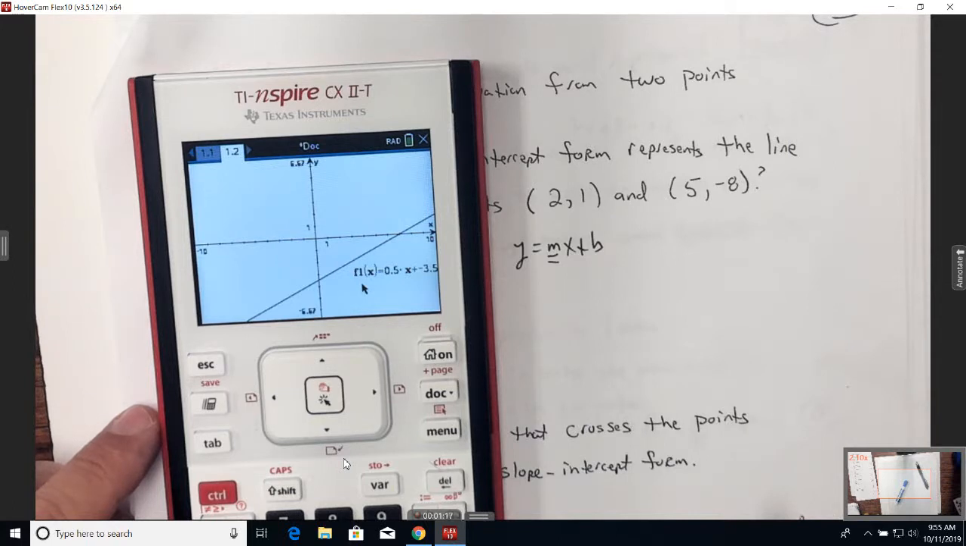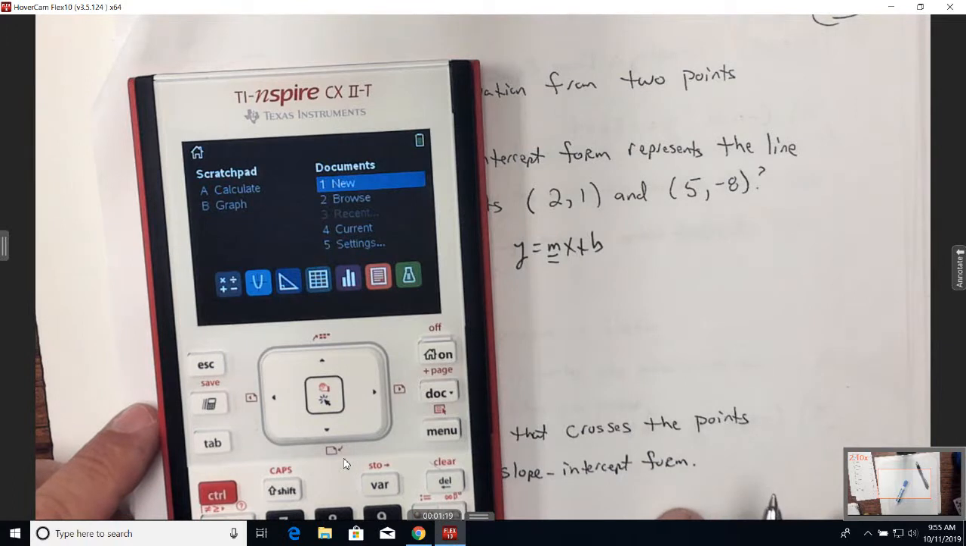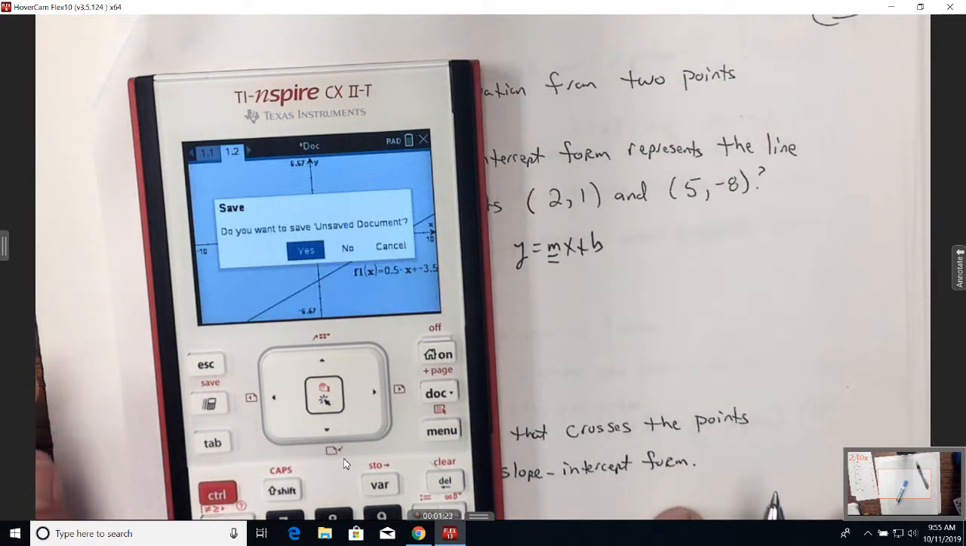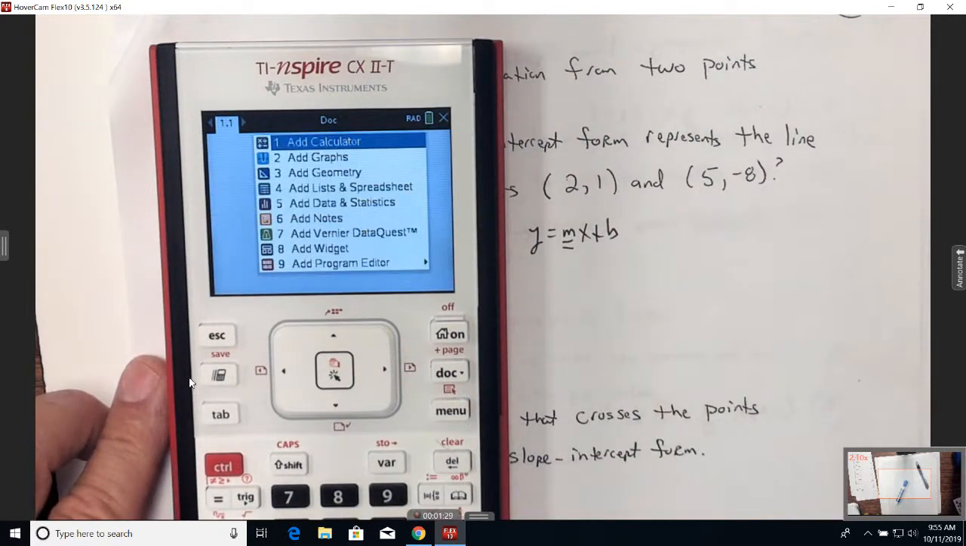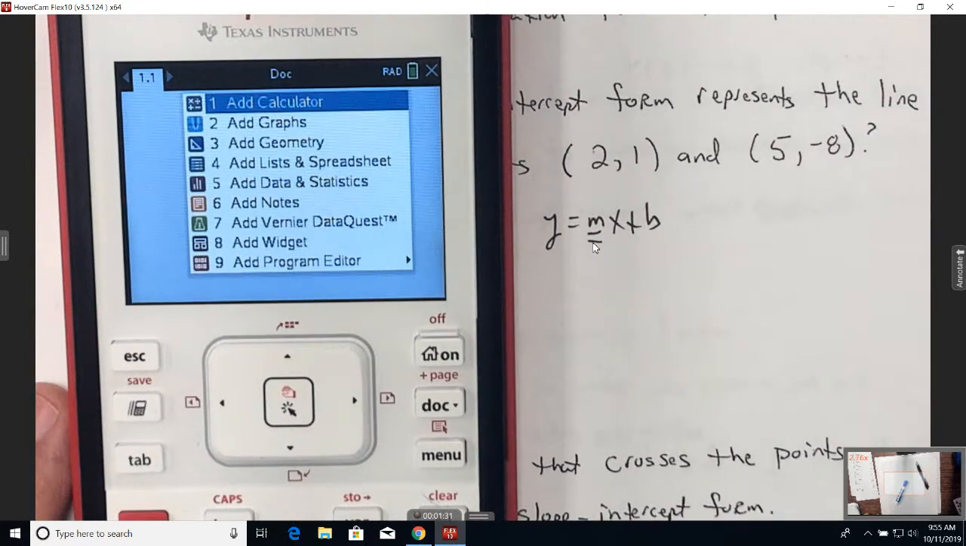Y'all ready? So go to your home screen. Go to New Document, which is number 1. I do not want to save my last document, so go to No. Okay? So I'm going to zoom in a little bit so you can see this a little better.